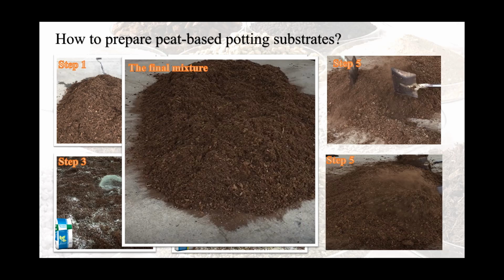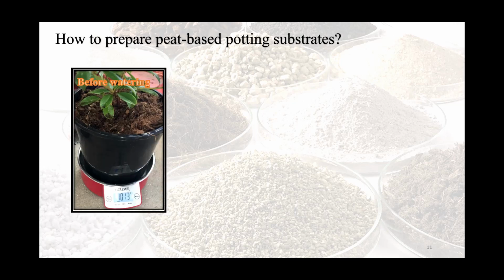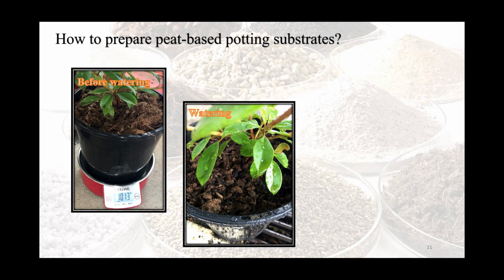Now that you have the mix ready, you need to fill each pot or each container that you have with this ready-to-go potting soil. And then irrigation. In this photo, you can see that we weighed the pot with the peat before watering, and the weight of this pot is 1013 grams. So we need to slowly water it and allow the peat to absorb or soak up the water and expand. So we slowly started irrigating it.